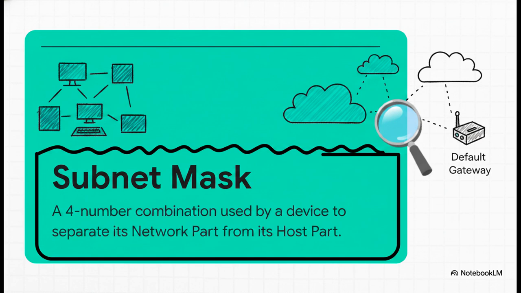It's a 4-number combination used by a device to separate its network part from its host part. And this isn't just a string of random numbers, it is the absolute crucial boundary line. Without this mask, a computer literally cannot calculate its own identity. It relies on this exact numerical calculation to figure out if another device it wants to talk to is sitting locally on the same network, or if it's remote and requires passing data off to the default gateway.